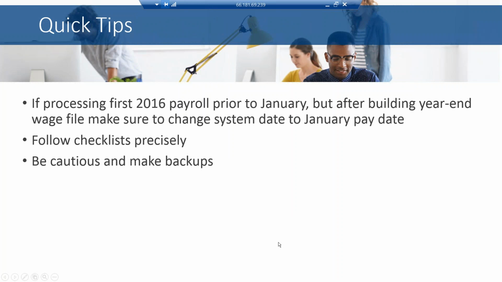All right, just a couple other quick tips, and this came from a couple of our implementers. First of all, they said if you're processing your first 2016 payroll prior to January, but it's going to be a January pay, say it's the 30th of December, but you're going to go ahead and process the pay for January because it's going to go out on the 2nd, and everyone's going to be out for the holidays. So you're running the payroll, but it's after you built your year-end wage file, which it needs to be. Their recommendation is to just make sure that you change the system date to the January pay date. That becomes very important.